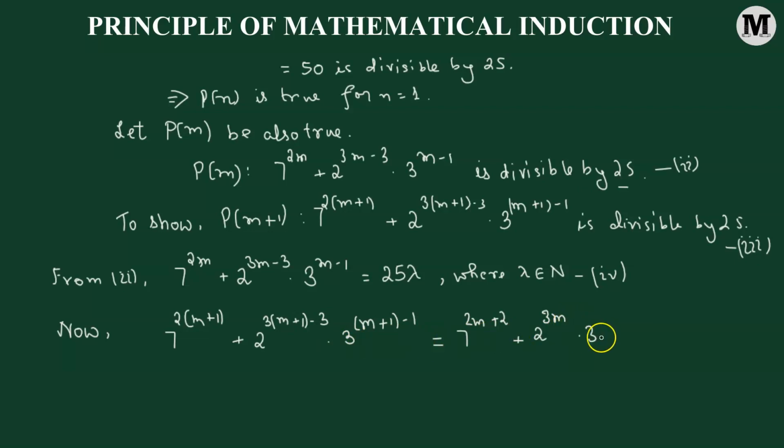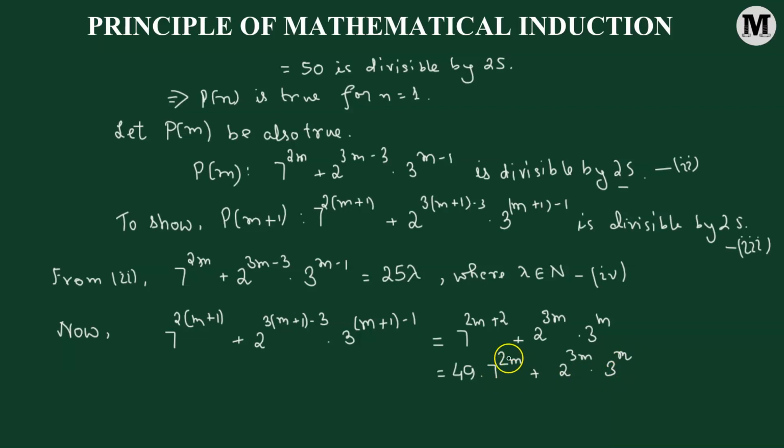Then we have 3 raised to the power of m. Fine. Now using the laws of exponent, we can rewrite the first term 7 raised to the power of 2m plus 2 as 7 squared multiplied to 7 raised to the power of 2m, or in other words, we can express it as 49 multiplied to 7 raised to the power of 2m. Plus, we'll keep the second term as it is, 2 raised to the power of 3m multiplied to 3 raised to the power of m.